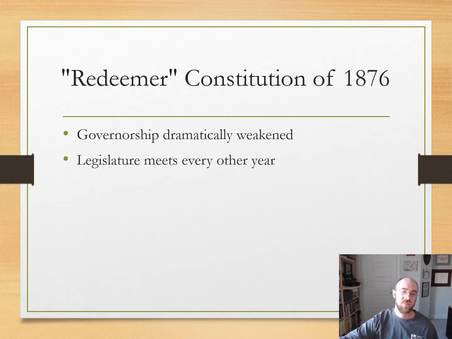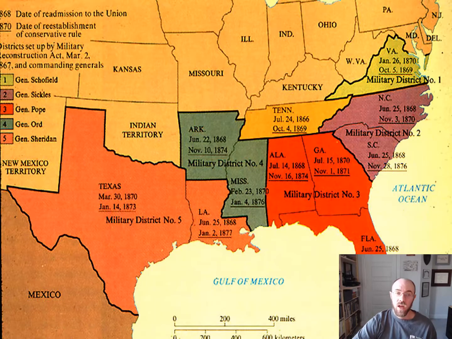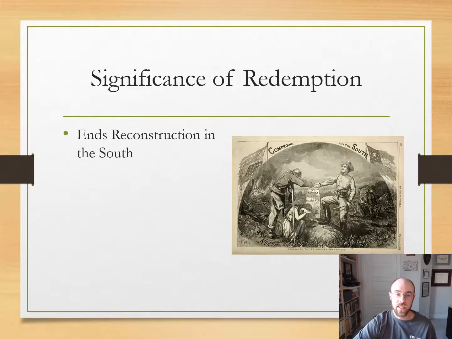Legislature meets every other year. The Texas Congress can't make a lot of laws if it doesn't meet that often. They cannot spend any money that takes Texas into debt. So that means things like schools would not be funded anymore. Now, what's ironic about this is it's still the same constitution that we have in Texas today. We still haven't changed it. We've amended it like 600 times, but nonetheless, you can kind of see slowly these different states, see the second date on all these places, are slowly being what they consider redeemed, and Republicans are losing control and the Democrats are retaking control of these states.